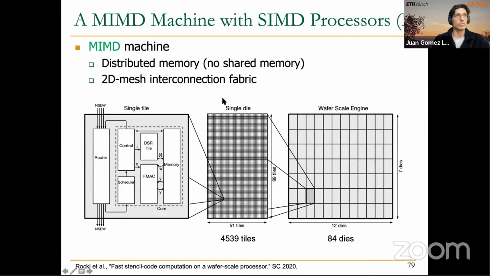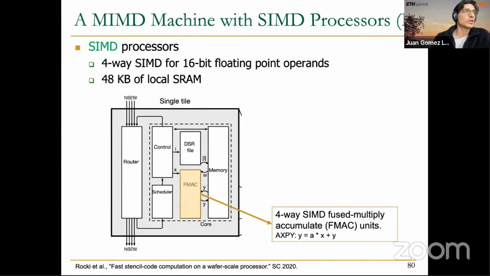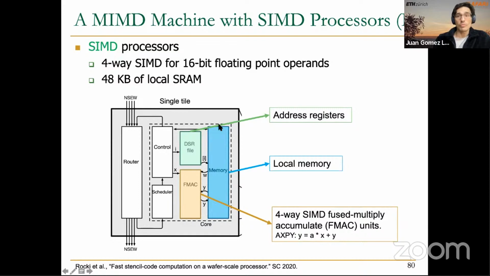And we take a look at this, the whole wafer scale engine. As you see, it's composed of multiple single dies or multiple of these tiles, more than 4,000 tiles, and then each of these tiles is essentially a SIMD processor. If you take a closer look here, you will see that we have four-way SIMD fused multiply-accumulate FMAC units. These are key operations for machine learning workloads these days. There are also some address registers to access the corresponding data from a local memory that is an SRAM-based memory.